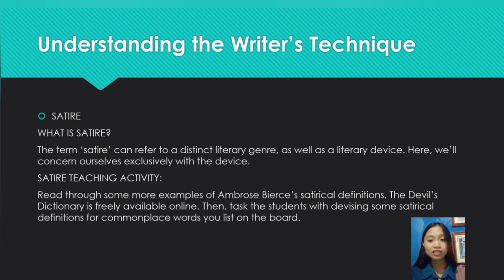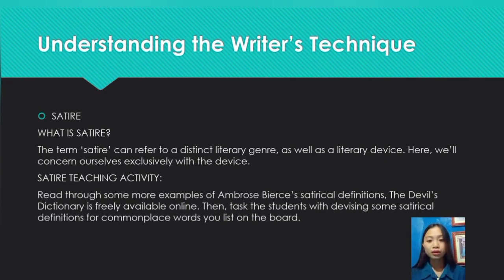Okay? So what's an example of a satire teaching activity? We can have our students read through some examples of Ambrose Bierce's satirical definitions. The Devil's Dictionary is freely available online. Then task the students with devising some satirical definitions for commonplace words you list on the board. The words birthday, graduation, and marriage might be a good place to start.